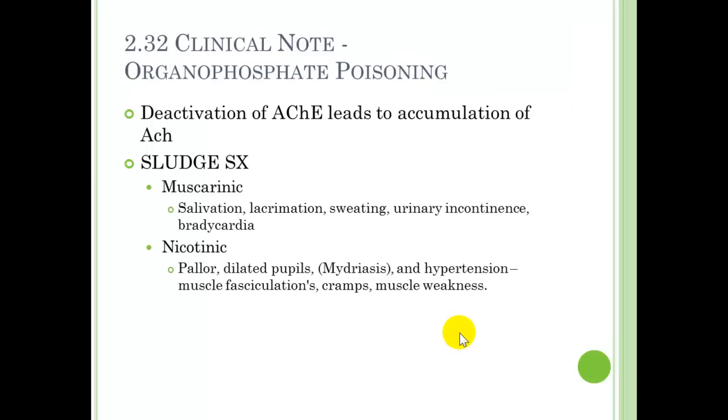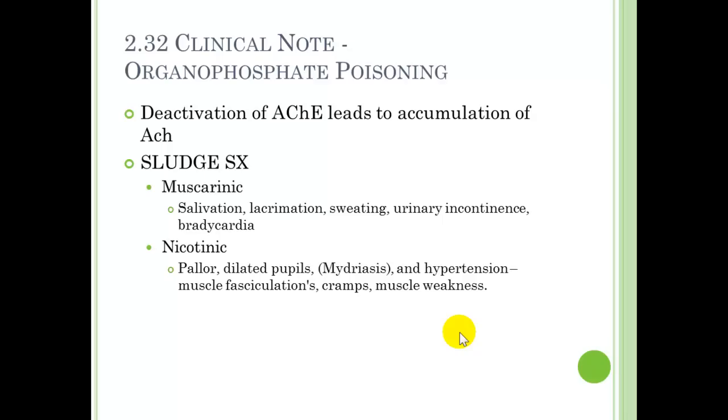Clinical note: organophosphate poisoning. The organophosphate poisoning occurs from the deactivation of acetylcholinesterase, and this leads to an accumulation of acetylcholine. So if there's no little Pac-Man or no acetylcholinesterase to devour the acetylcholine, then we get an excess of it in this neuromuscular junction, or this synaptic knob, if you will, and this will cause SLUDGE symptoms, muscarinic and nicotinic. And why those are caused is because the neurotransmitter that is there continually stimulates that site.